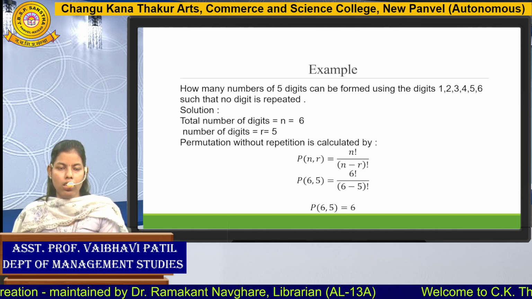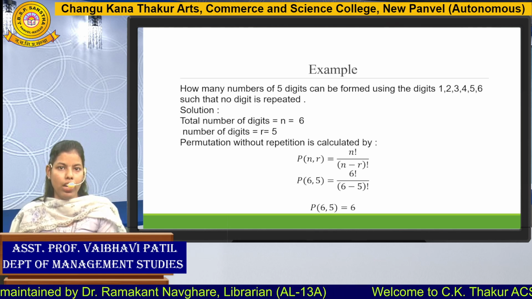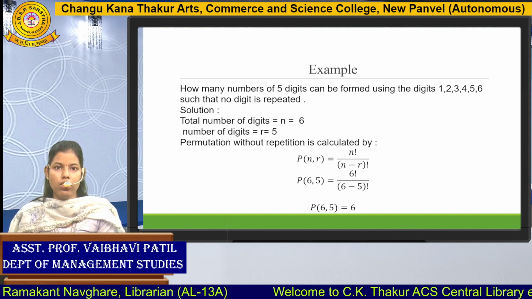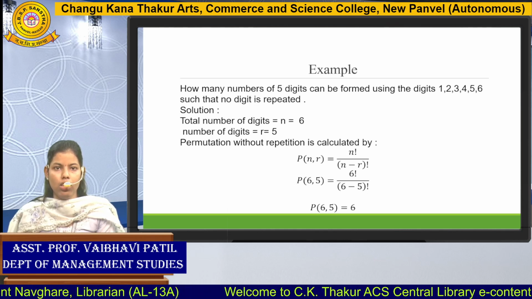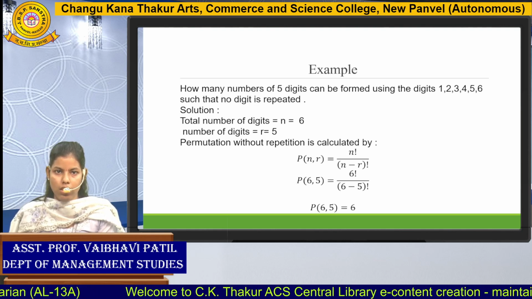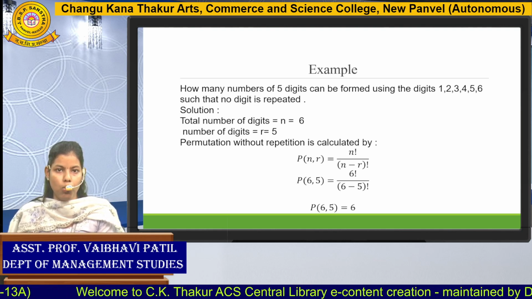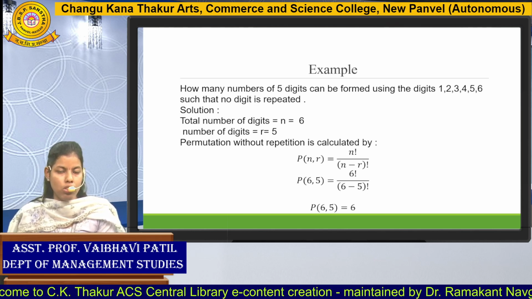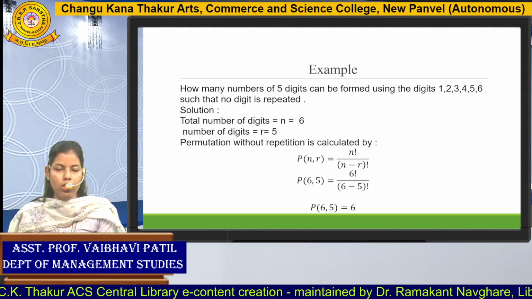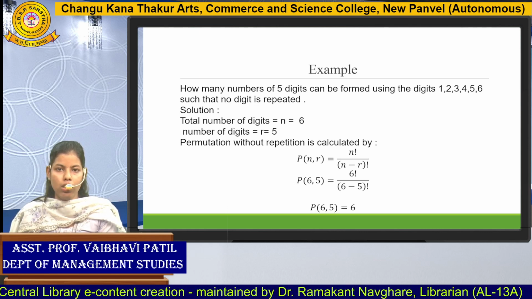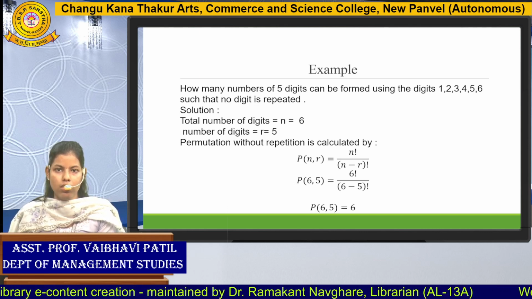For example, how many numbers of 5 digits can be formed using the digits 1, 2, 3, 4, 5, 6, such that no digit is repeated. Here the total number of digits is 6, and the number of digits we have to arrange is r, that is r equal to 5. So here we use the formula of permutation, put n equal to 6 and r equal to 5, and it gives the total arrangements 6.